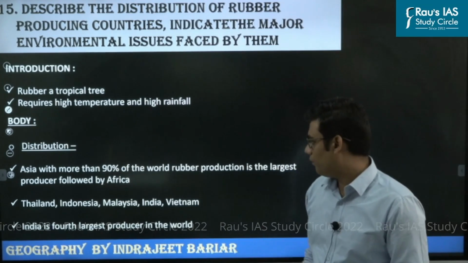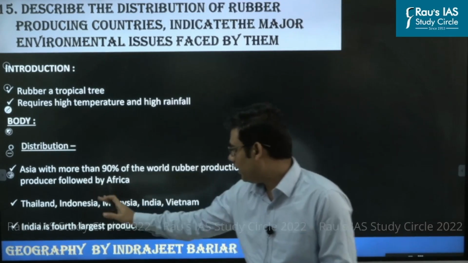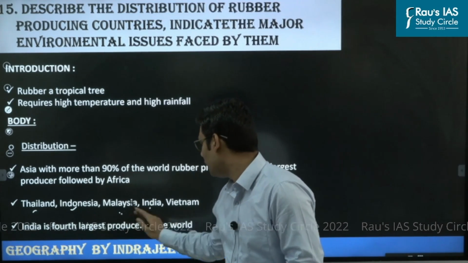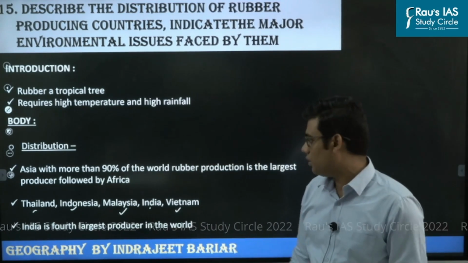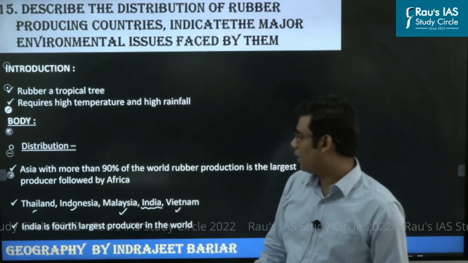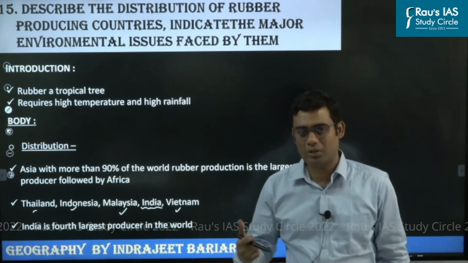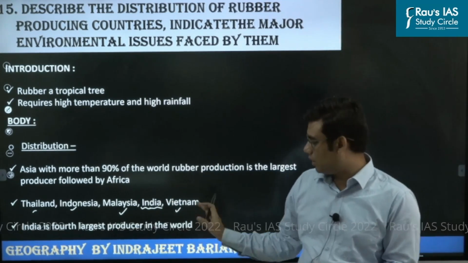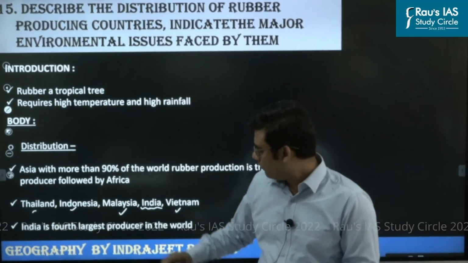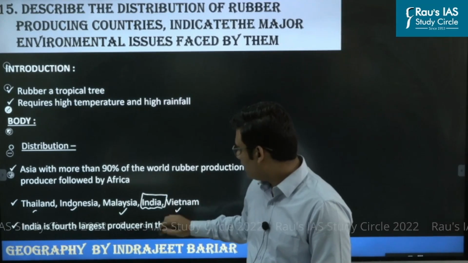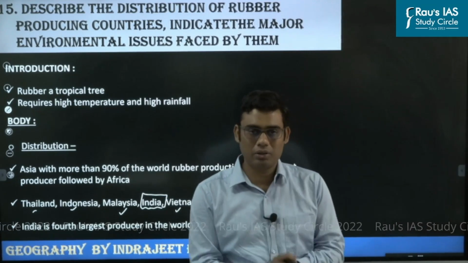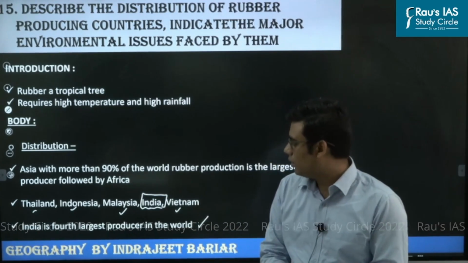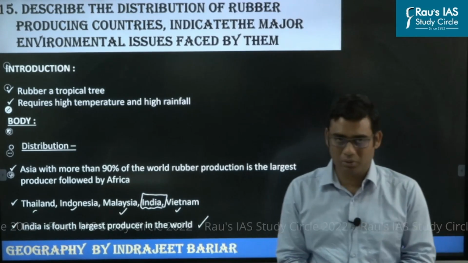Within Asia, we see Thailand, Indonesia, Malaysia, Vietnam, these four from the Southeast Asia region, and along with that, India comes up. That was one of the reasons why this question was asked, that India is one country from South Asia in the list of top 5 rubber producing countries. India is the 4th largest rubber producing country in the world. That's the fact over here. So this is how we'll show the distribution.